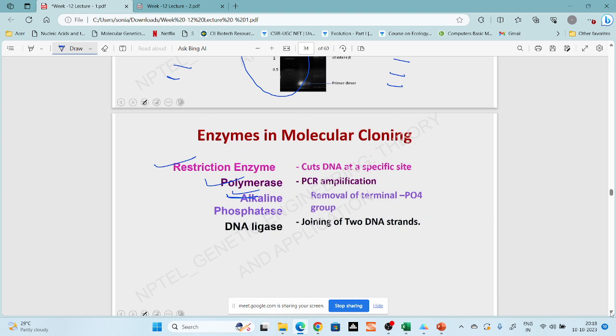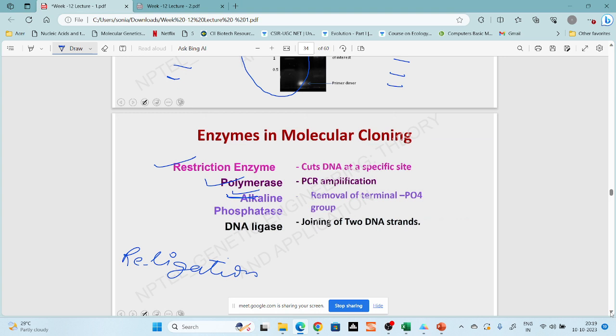From which terminal does alkaline phosphatase remove phosphate, the 5 prime end or the 3 prime end? The 5 prime end, because phosphate is present at the 5 prime end only. At the 3 prime end, no phosphate is there; there is OH. Now, alkaline phosphatase is important. Why? Because alkaline phosphatase will prevent the religation or re-annealing of your clone DNA.